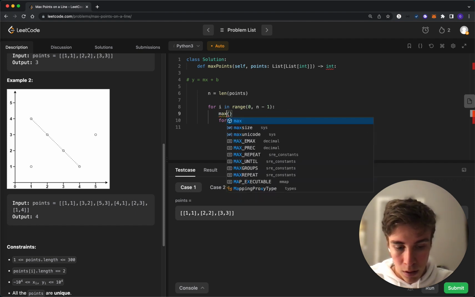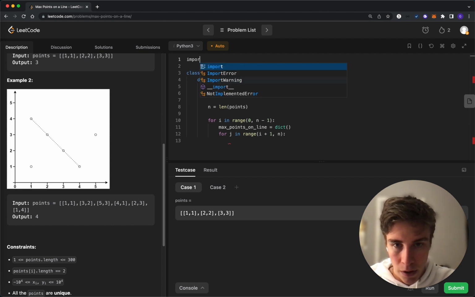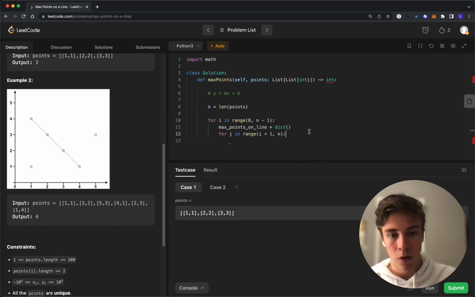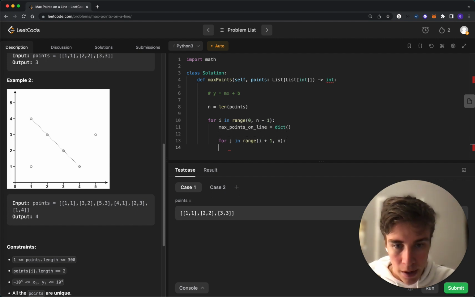Max points on line. It's going to be an empty dictionary. And then there's this function that calculates slopes very well, called arctan2 by math.